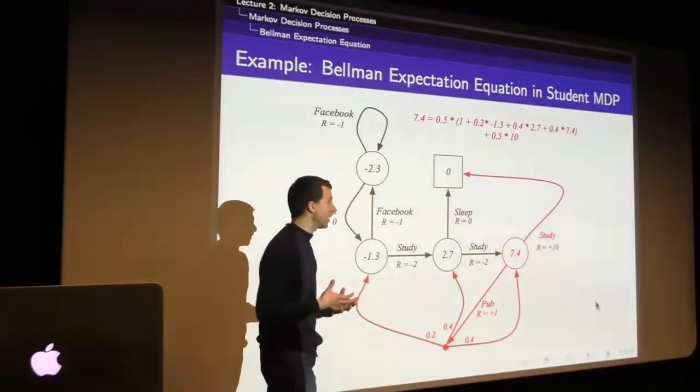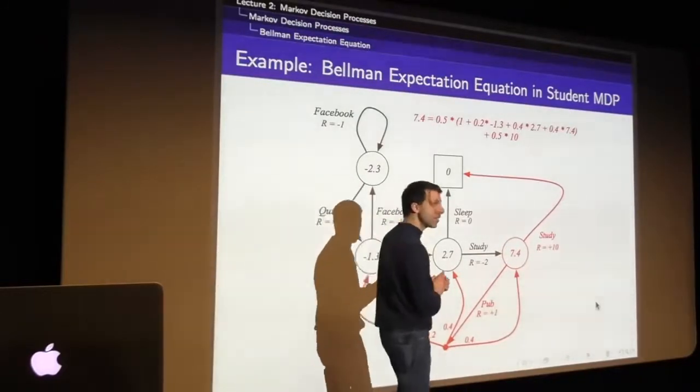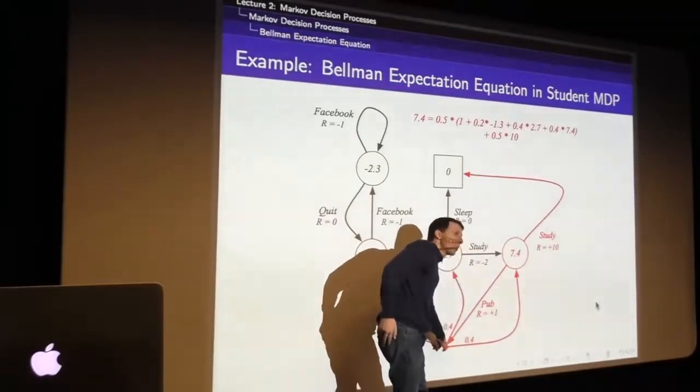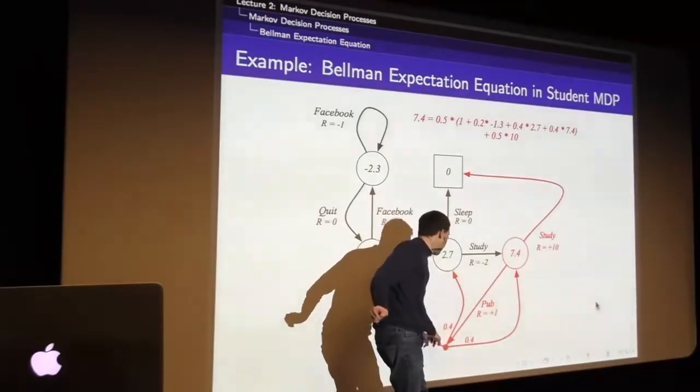So pub is an action now. Here, pub is an action, yeah. But it ends up at something which isn't a state, whereas study ends up in something which is a state. So what? No, everything ends up in a state. So if you take the pub action, you end up at this black dot, which represents a chance node. You mean you can't stay there? You can't stay there, no.